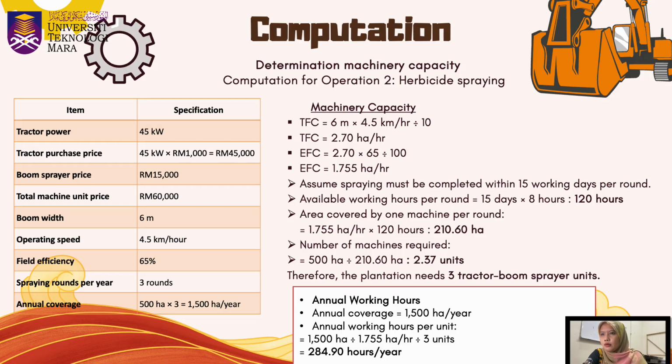This means our 500 hectare estate requires 2.37 units, which rounds up to a fleet of 3 tractor boom sprayer units. This will distribute the workload to 284.09 annual working hours per year.